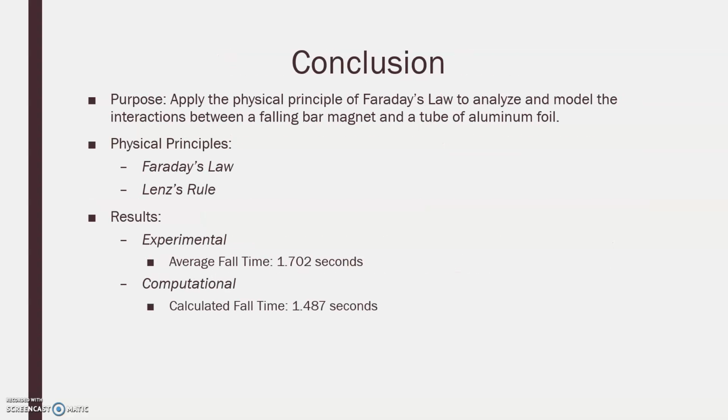To reiterate, the purpose of this lab was to apply the physical principle of Faraday's law to analyze and model the interactions between a falling bar magnet and a tube of aluminum foil. The physical principles pertinent to this lab are Faraday's law and Lenz's rule. By applying these principles to this experiment where I dropped a bar magnet down an aluminum tube, I discovered that the experimental average fall time is 1.702 seconds, which is much greater than if the bar magnet were in free fall at 0.275 seconds, since the bar magnet is experiencing a force from the aluminum tube. The computational model allows us to determine the direction of current flow to be counterclockwise and to calculate a computational fall time of 1.487 seconds, which is less than the experimental fall time since it doesn't account for air resistance.